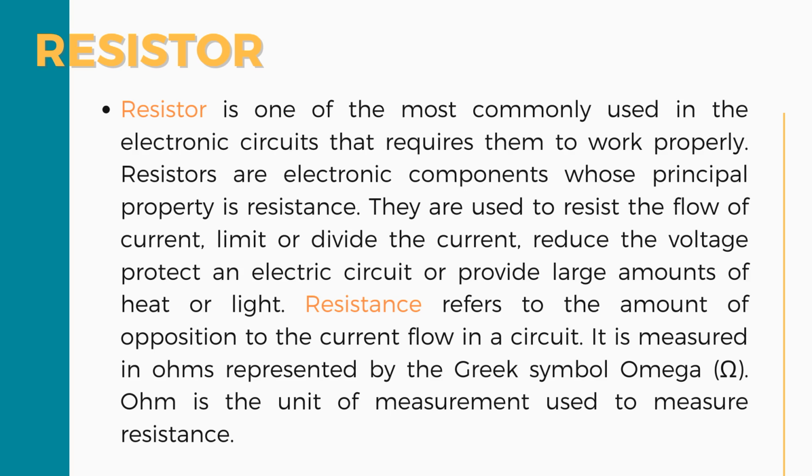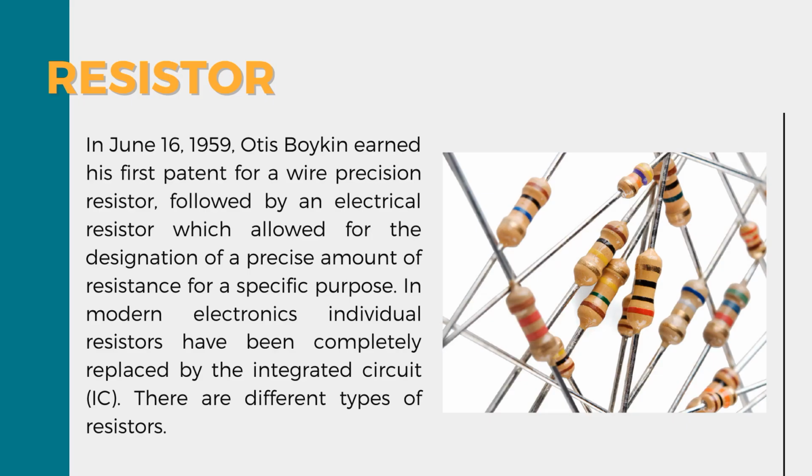Resistance refers to the amount of opposition to the current flow in a circuit. It is measured in ohms, represented by the Greek symbol omega. Ohm is the unit of measurement used to measure resistance. On June 16, 1959, Otis Boykin earned his first patent for a wire precision resistor, followed by an electrical resistor which allowed for the designation of a precise amount of resistance for a specific purpose.